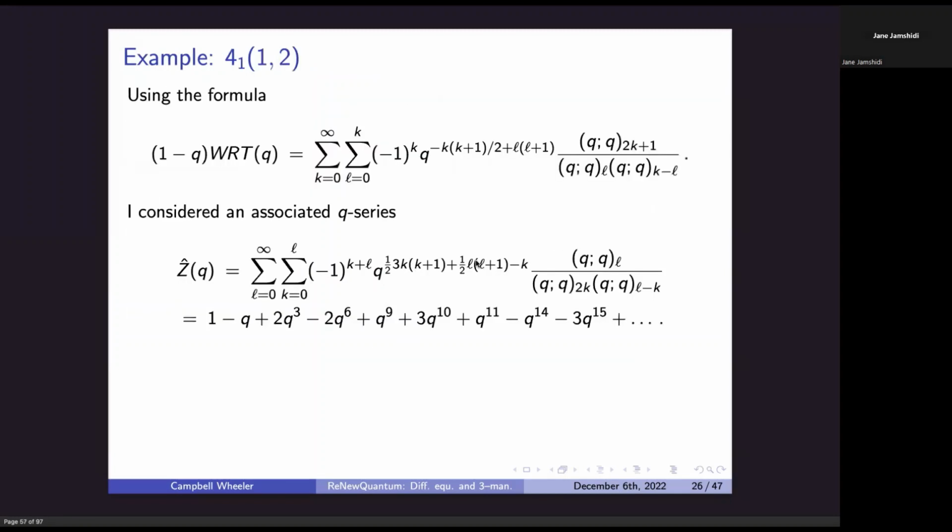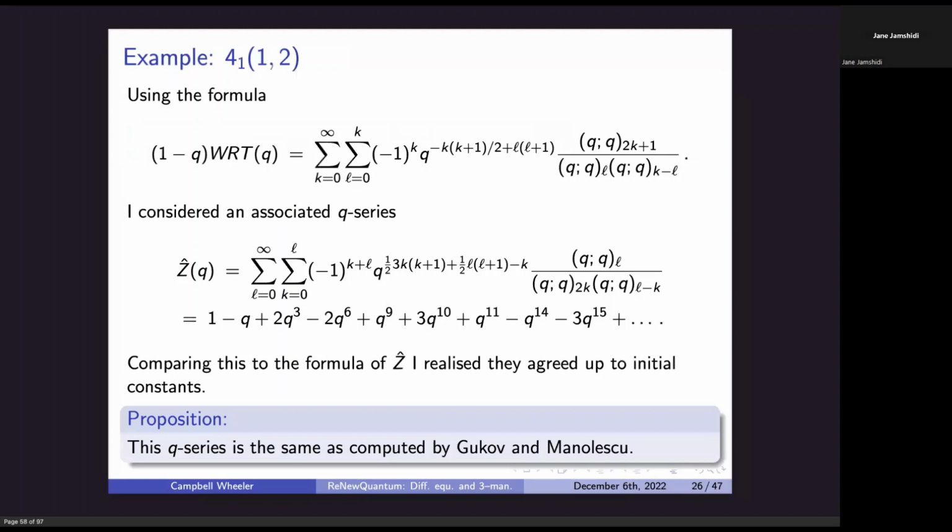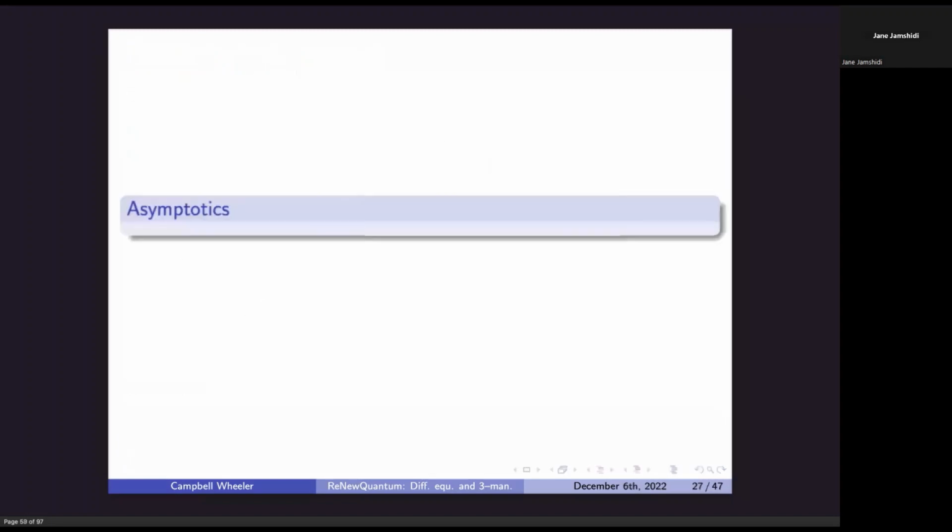In the work for my thesis, I was looking at this WRT invariant, and I considered an associated Q series. In some sense, I solved this non-canonical module in Q series with the normalization that came from the WRT invariant, and so I constructed some Q series. It looks like this. These are the first few terms. This ends up agreeing with this computation of Gukov and Manolescu. Here we see a particularly nice form again, a nice Q-hypergeometric expression. So I've given you the full story of all these invariants, and now I want to talk about their asymptotics.